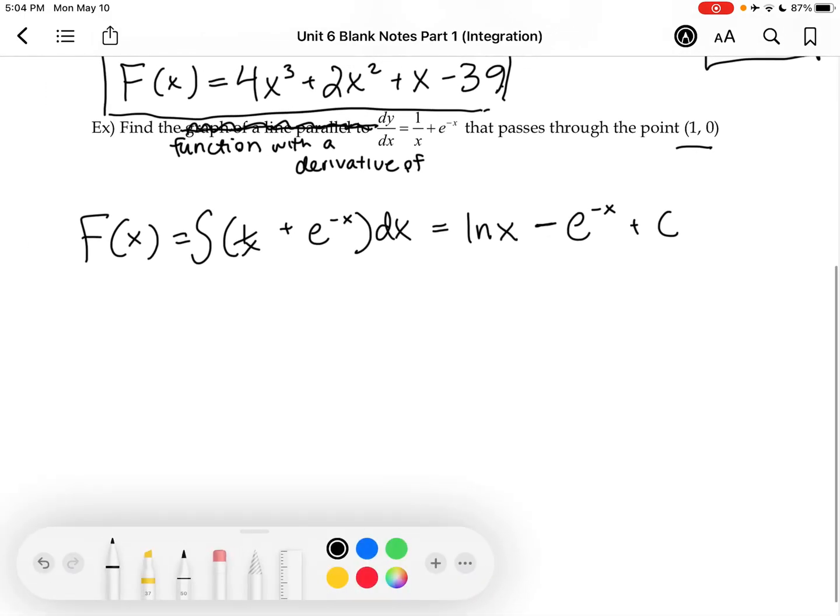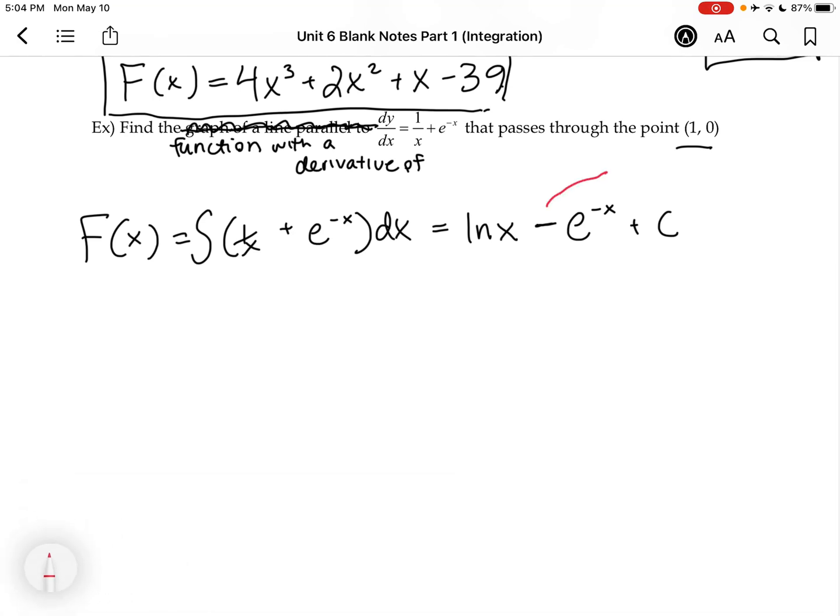And if you're thinking about why, then work backwards. So I'll maybe put that off to the side. Think about taking the derivative. The derivative of ln x is 1/x, and then minus e to the negative x times the derivative of negative x, which is -1. And then the derivative of c is just 0. And that makes 1/x plus e to the negative x. So that's why this has to be negative.